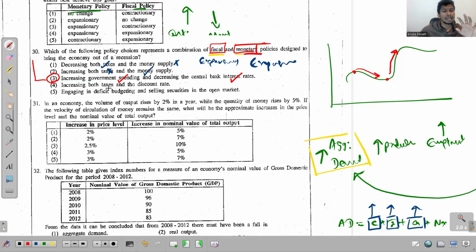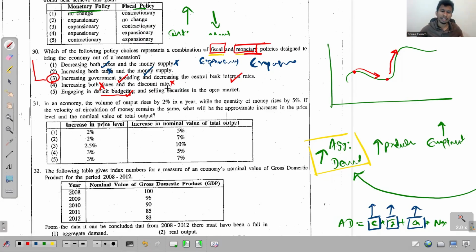Increasing both taxes. See, again, if taxes are increased, it will be contractionary in nature. So that is wrong then. The fifth one, engaging in deficit budgeting and selling securities in open market. See, engaging in deficit budgeting means having more expenditure than the government income. So that is somewhat true. But the second one says selling securities in the open market.